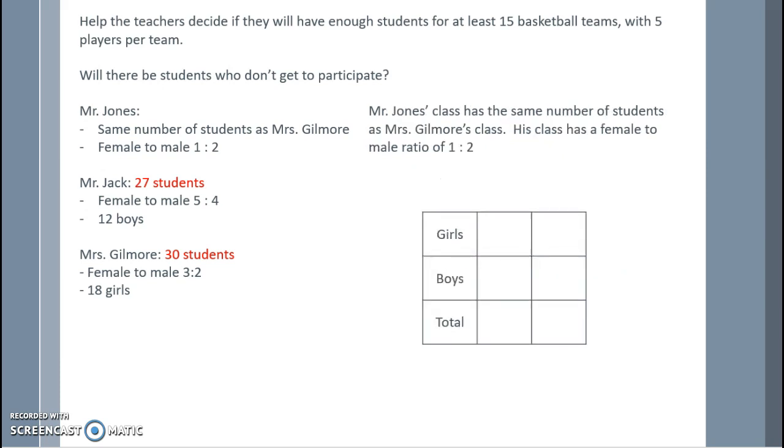Mr. Jones's class has the same number of students as Mrs. Gilmore's class. His class has a female to male ratio of 1 to 2. So if we have a female to male ratio of 1 to 2, this particular ratio has a total of 3. If they have the same amount of students as Mrs. Gilmore's class, that means the total also has to be 30. I can get from 3 to 30 by multiplying by 10. If I multiply 1 by 10 and 2 by 10, we get 10 and 20 respectively. Therefore, we also have 30 students here. We did not have to fill out the table, but it was good practice anyways.